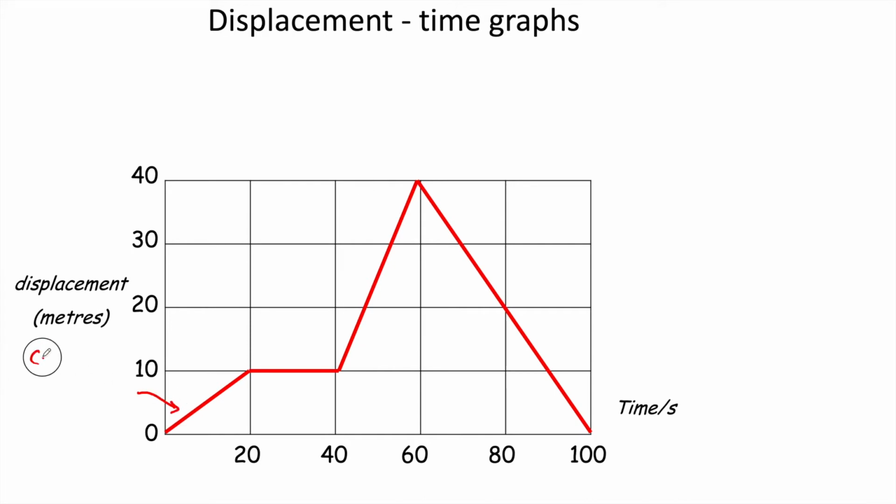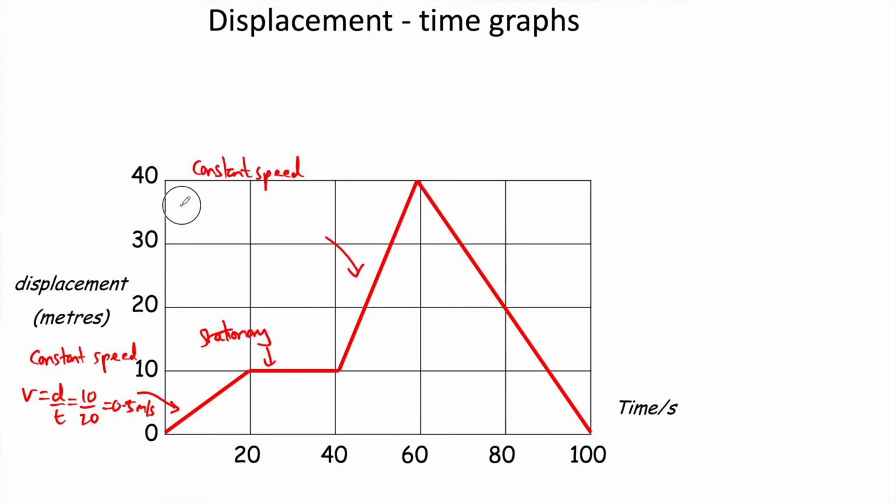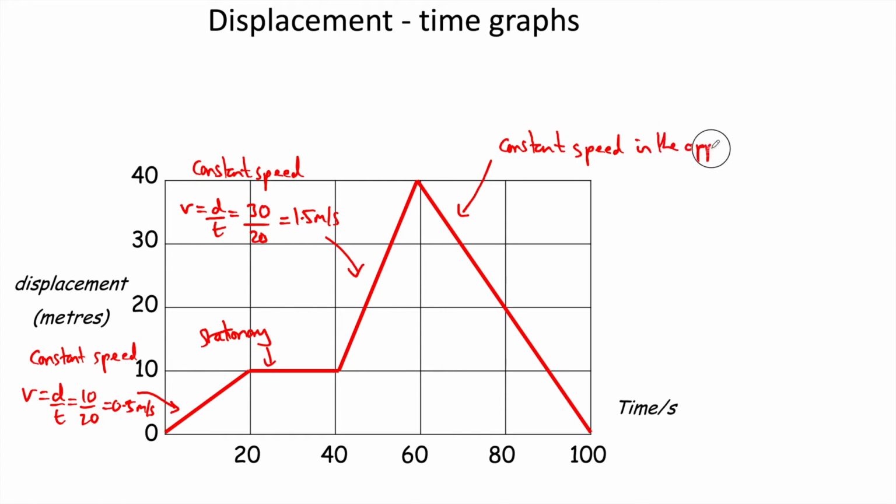So the first section, of course, is a straight line. It's a constant speed, and the speed is distance divided by time, which is 10 divided by 20, 0.5 meters per second. The second part is, of course, stationary. So the next part is again a constant speed, as the gradient is the same, but it's a speed of distance divided by time, 30 divided by 20, which is 1.5 meters per second. Finally, again, it's also a constant speed, but coming back in the opposite direction. And of course, velocity is distance divided by time, 40 divided by 40 makes 1 meter per second.